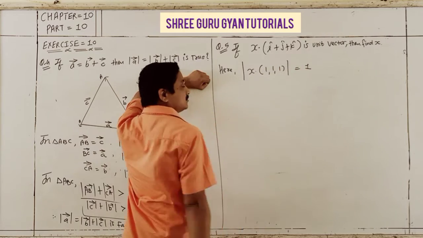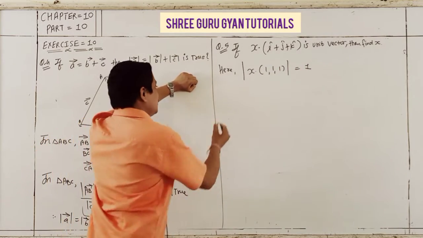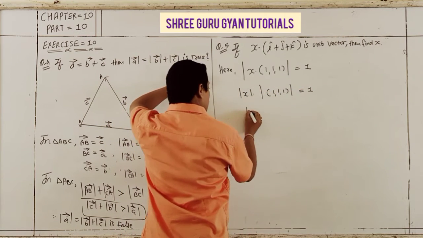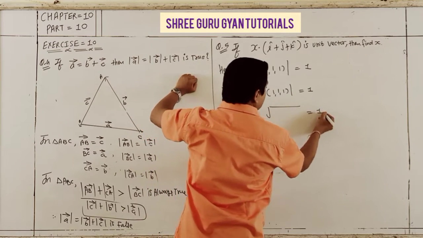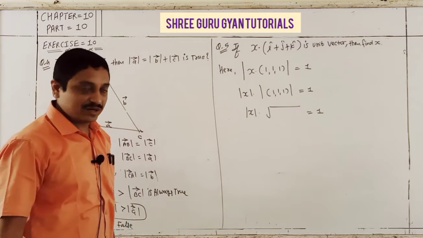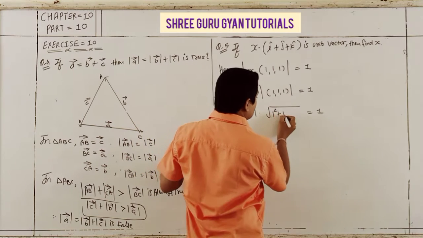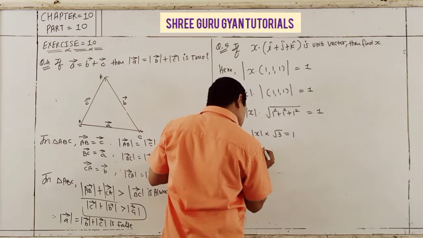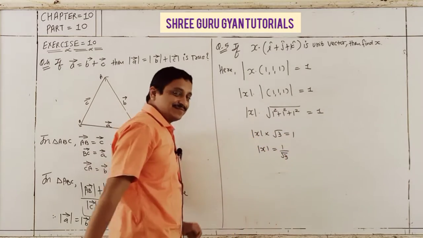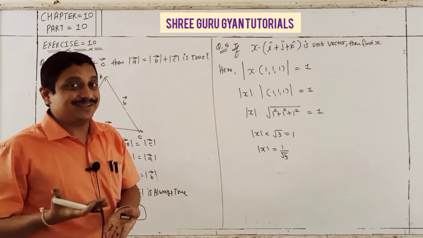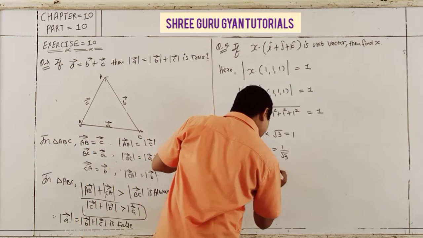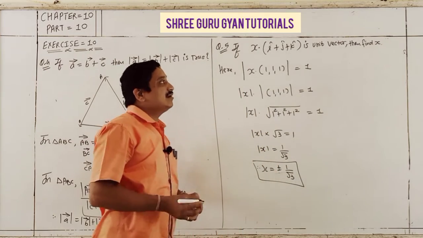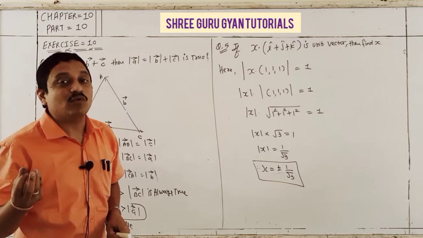Now take both sides. One of the modulus of x, and here 1, 1, 1. Now you know very well the modulus of the value 1, 1, 1 is 1 square plus 1 square plus 1 square, which will be root 3. So what is modulus x? 1 by root 3. So the x value is plus or minus 1 by root 3, and that's it, simple. Find the value of x.